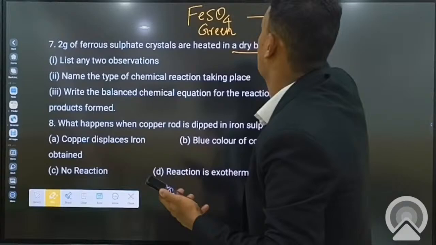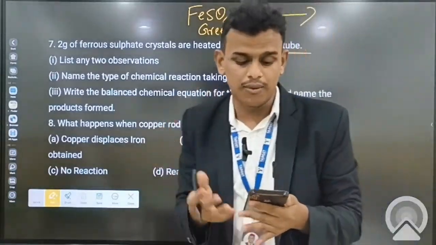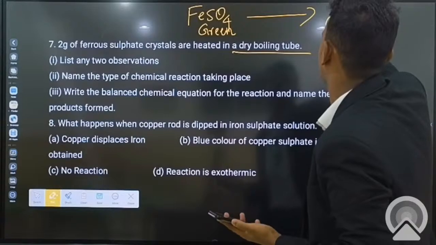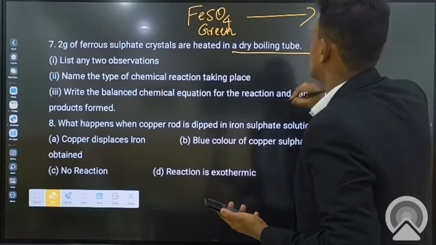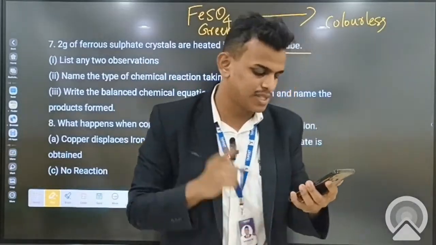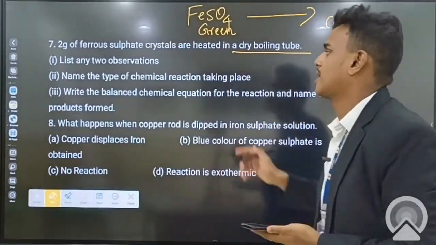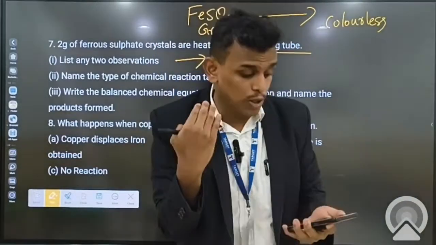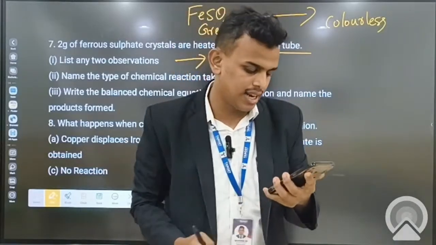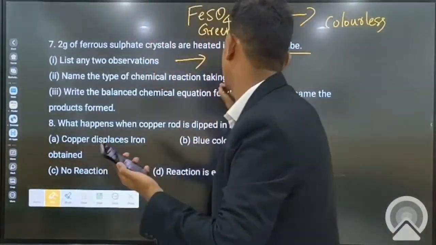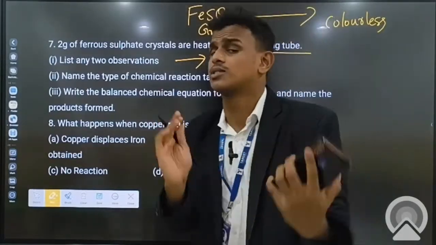When you heat this ferrous sulfate, its water will be lost and its color will change. Its color changes to colorless or white. So the first observation is the color change. Yes, Mr. Unknown, color change, green to white. That is the first point. The second point is you can see some evolution of gas. Some gas will be evolved. SO2, sulfur dioxide, which is a very toxic gas.